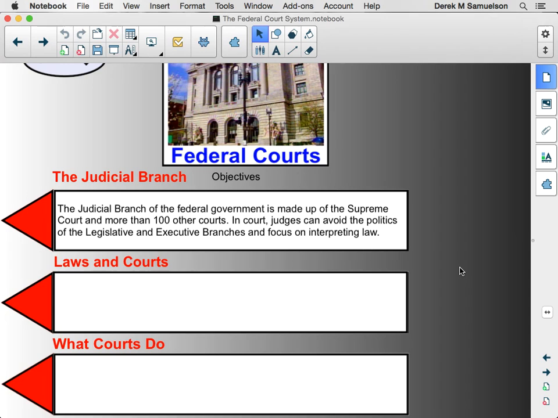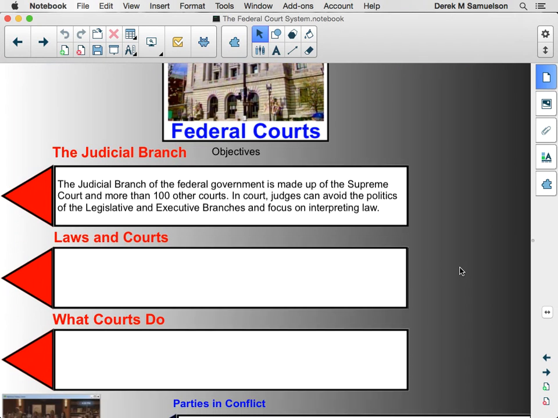In court, judges can avoid politics of the legislative and executive branches. They're not politicians, not within the federal court system. They are appointees, and their job is to interpret the law. That is, to see how an individual law applies to a specific case or a specific set of cases. This is different from state courts, which are what handle state laws and most local issues. Most courts and most cases go through a local system, not a federal system.